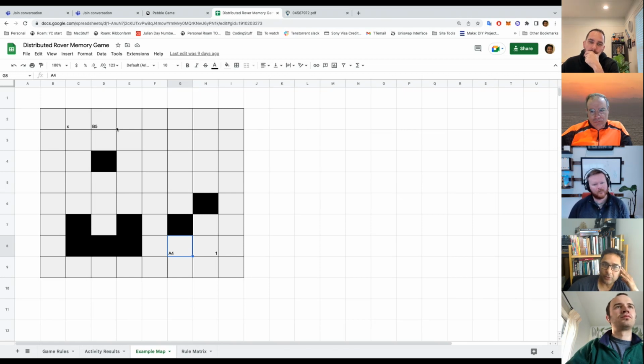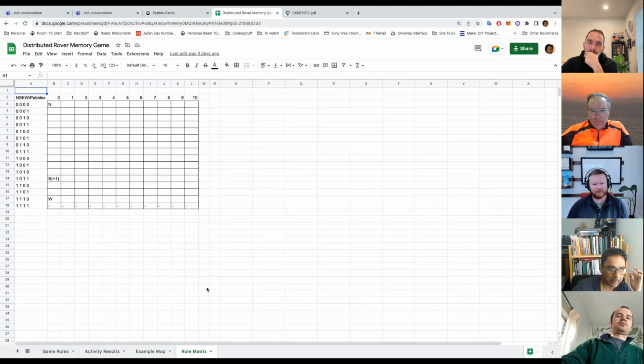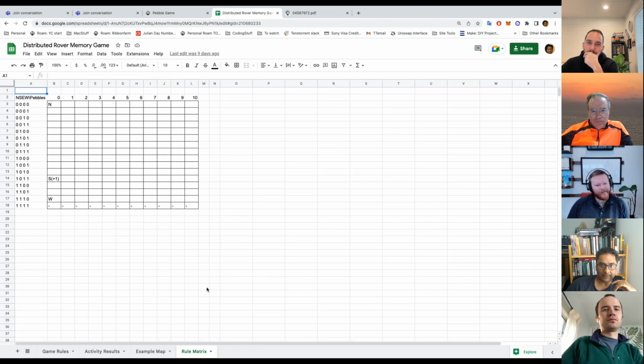So the idea is, can you define a rule that allows these guys to wander around the map that is only dependent on detecting the number of pebbles that are in the cell and picking up some or dropping some? As you can probably work out, this is extremely simple, but it's basically spatial computing. So you can define the behavior of an entire robot using a matrix like this.